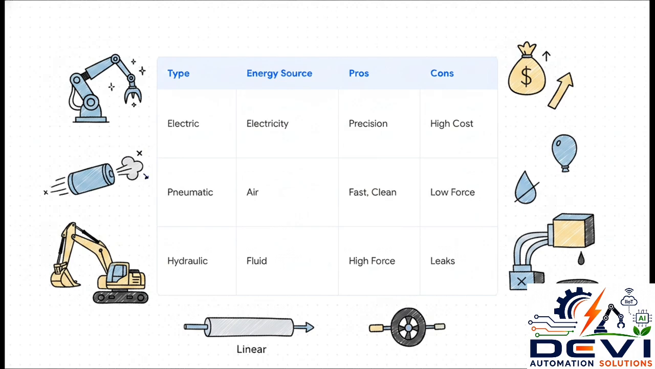And finally, hydraulic actuators. These use pressurized fluid, usually oil, and man, these are the heavy lifters. They generate absolutely massive amounts of force. Think of a giant excavator. The downside is they can leak, and they need a lot of extra gear like pumps and reservoirs. Oh, and by the way, all these types generally come in two movement styles. Linear, which is just pushing and pulling in a straight line, and rotary, which spins like a valve handle. Matching that energy source and movement style to the job, that's the real art of automation design.